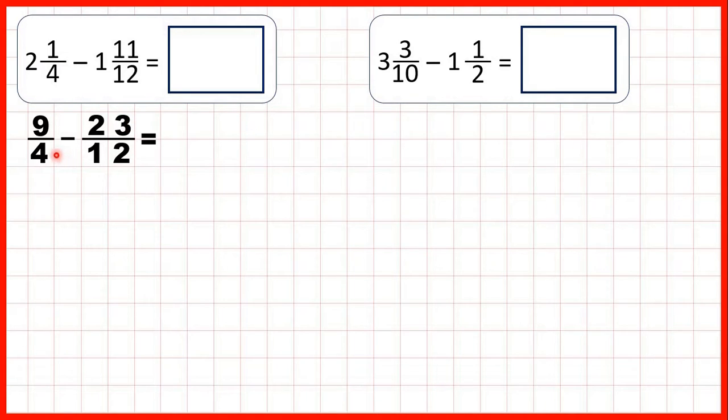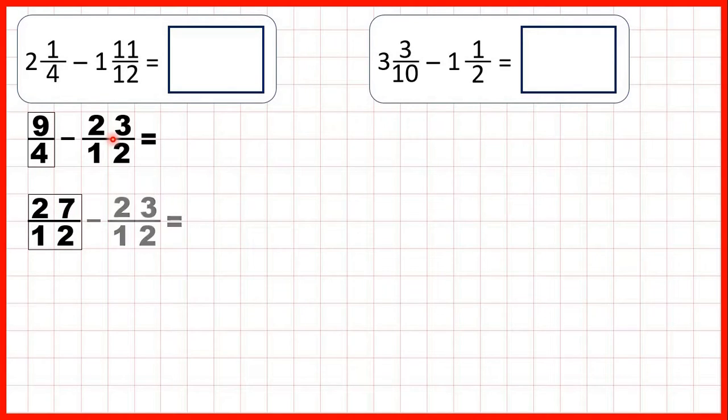But to subtract fractions, we need the denominators to be the same. So we need to find a fraction equivalent to 9/4, which has a denominator of 12. 9/4 is the same as 27/12. That's because we use multiplication to find equivalent fractions. 4 times 3 is 12, and 9 times 3 is 27. And we know that we're subtracting 23/12, so now we have a common denominator, so the denominator stays the same in our answer, and 27 minus 23 is 4, so our answer is 4/12.